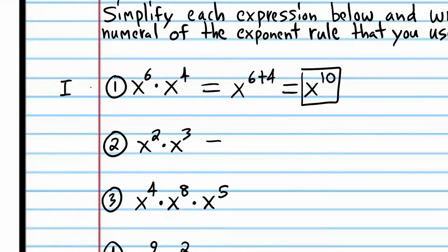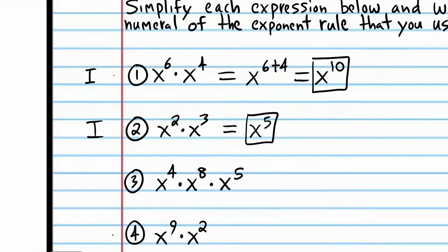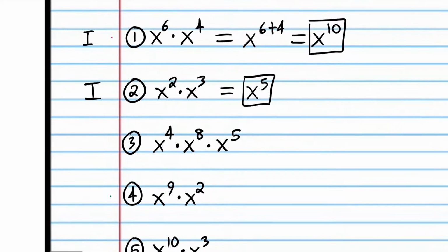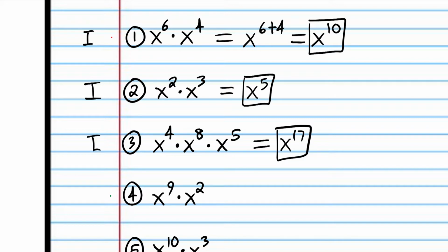So let's try another one of these. 2 plus 3 is 5, and that's your answer. You're done. So these are pretty easy. Roman numeral 1 is the rule, so I'm putting that over here in the margin. And again, you don't have to write this intermediate step. So now add all those powers together. 4 plus 8 is 12. 12 plus 5 is 17. So we have x to the 17th power. Rectangle that, and that is Roman numeral 1.